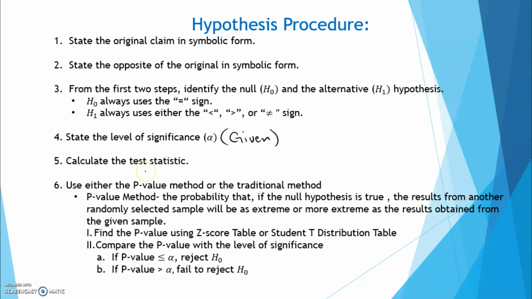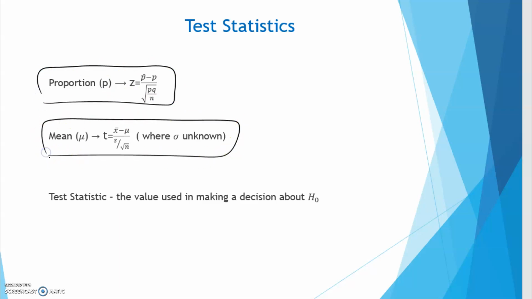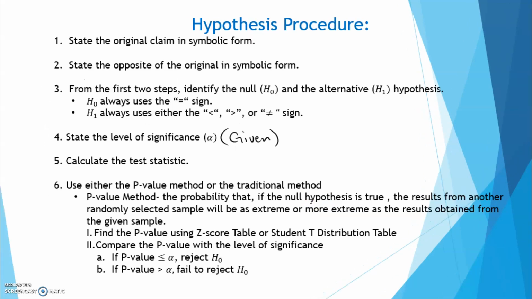We're going to calculate a test statistic, and depending on if we are looking at proportion or mean, then our test statistic would be different. So for proportion, it would be a z-score. For the mean, where sigma is unknown, that's usually the case. We don't know what sigma is. We're going to use a t-score. The t-score is a value used in making a decision about H sub 0. Do we reject it or do we fail to reject it? Okay, and then we've got 2 methods we could use. We could either use a p-value method or the traditional method.